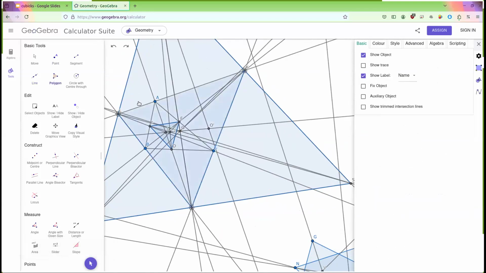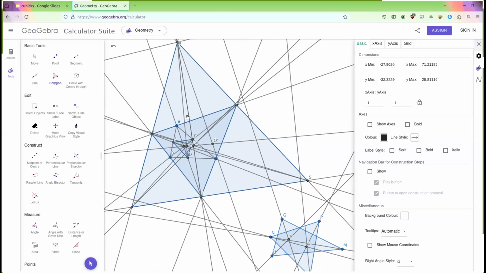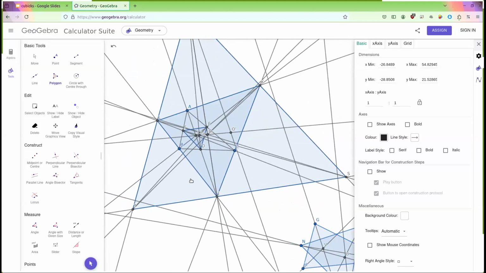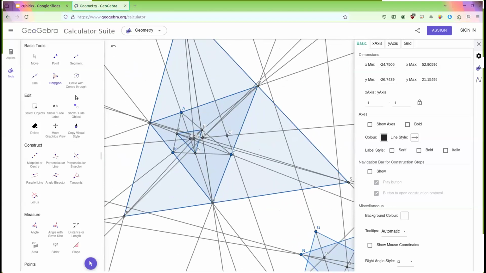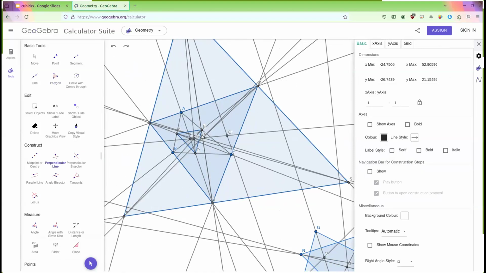These are the orthologic ones, like JKL and SRST. Since the perpendiculars to J at this, which is just like this line and this line and this line, they intersected O, right? So that means these are orthologic.